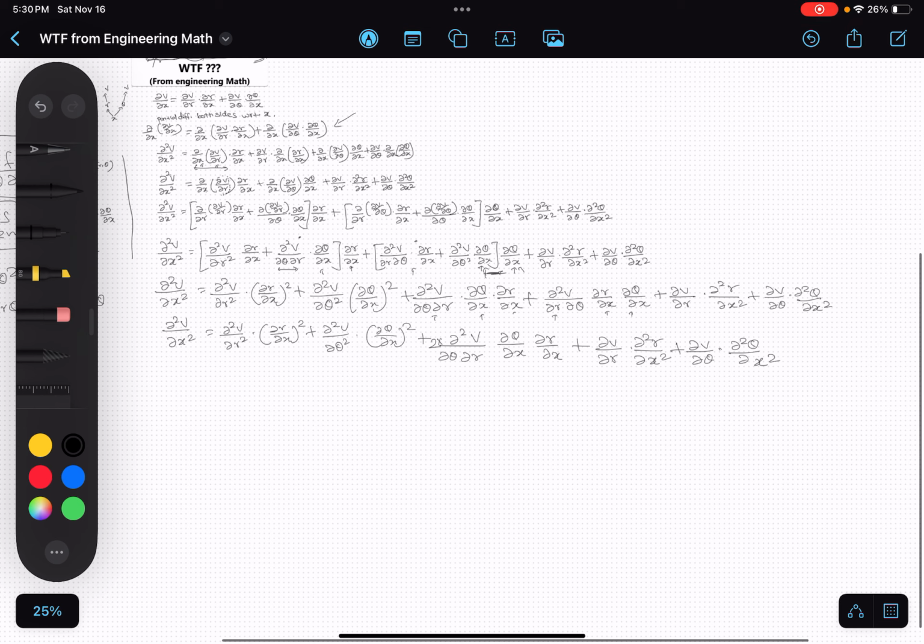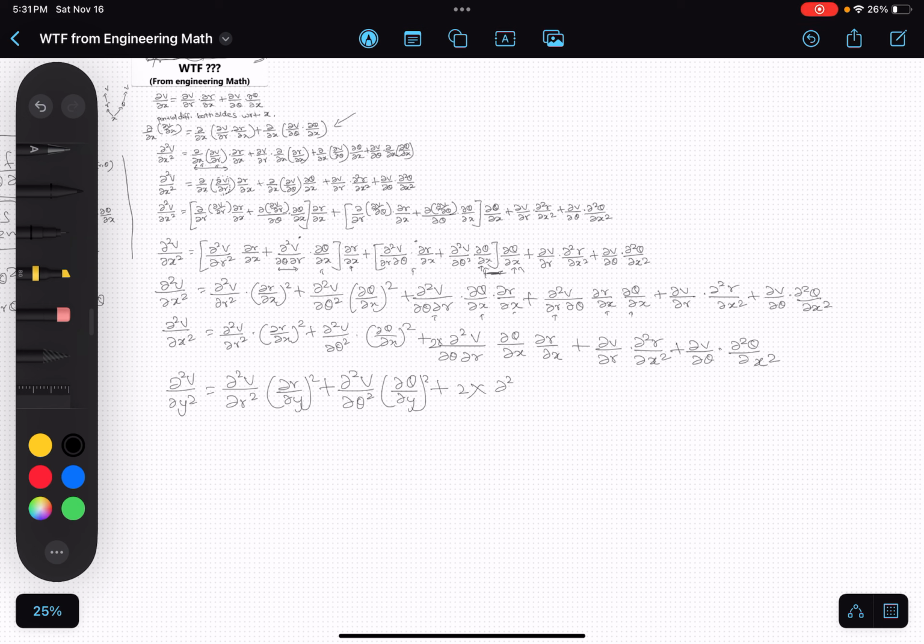So over here, partial square b by partial y square will be partial square b by partial r square times partial r by partial y whole square, plus partial square b by partial theta square times partial theta by partial y whole square, and then this expression: partial square b by partial theta partial r, partial theta by partial y, partial r by partial y, plus partial b by partial r times partial square r by partial y square, plus partial b by partial theta times partial square theta by partial y square.